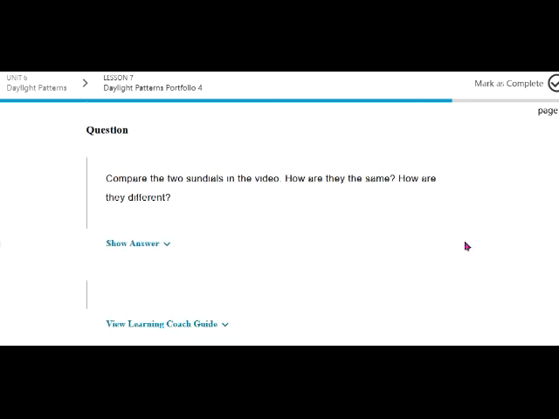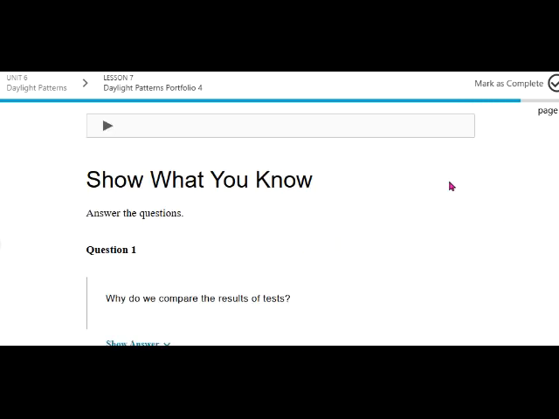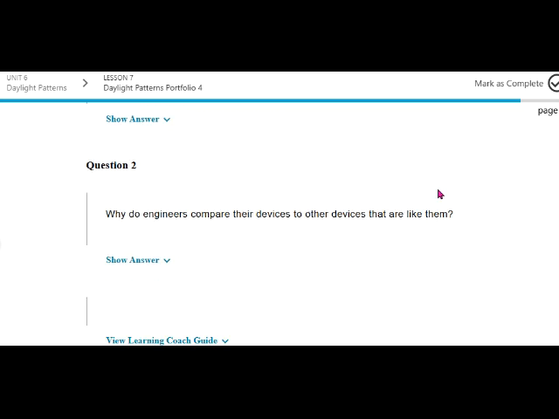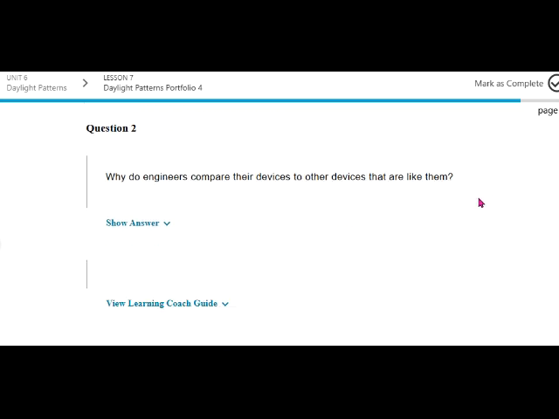Compare the two sundials in the video and think about this question. How are they the same? Then think about this question. How are they different? You can also answer these questions with your learning coach. Why do we compare the results of tests? And why do engineers compare their devices to other devices that are like them?